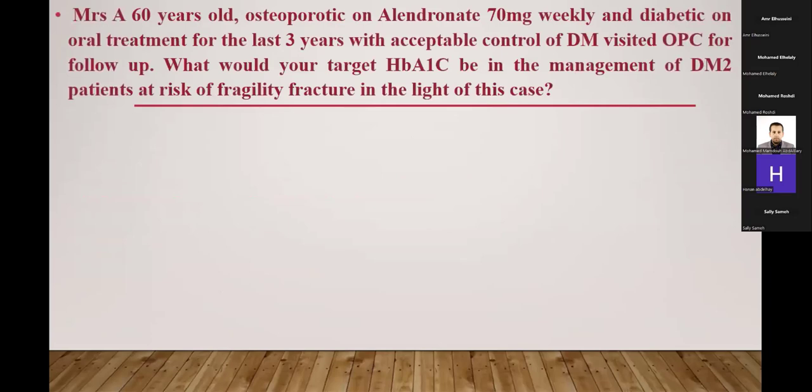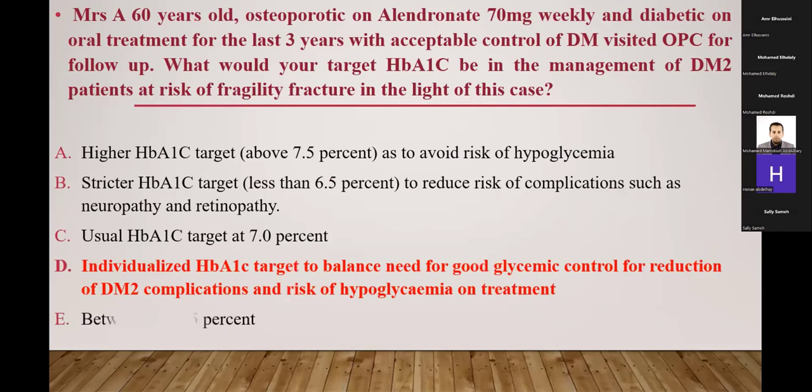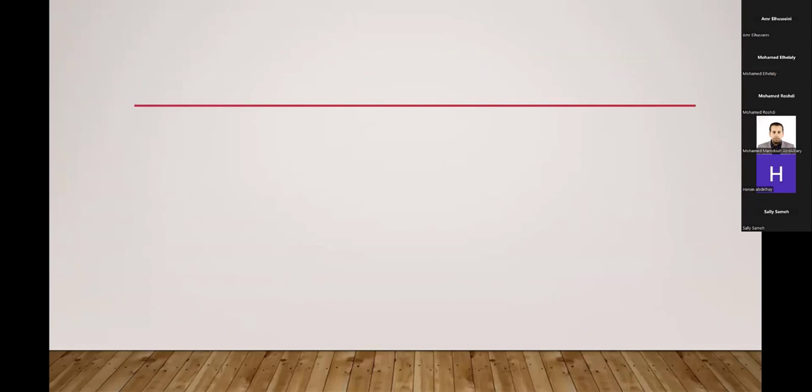Mrs. A, 60 years old, osteoporotic on alendronate 70 milligrams weekly and diabetic on oral treatment for the last 3 years with acceptable control of diabetes, visited the outpatient clinic for follow-up. What would your target hemoglobin A1C be in the management of type 2 diabetes patients at risk of fragility fracture in the light of this case? The answer is D. According to American Diabetes Association guidelines, an individualized hemoglobin A1C target balances the need for good glycemic control for reduction of type 2 diabetes complications against the risk of hypoglycemia on treatment.